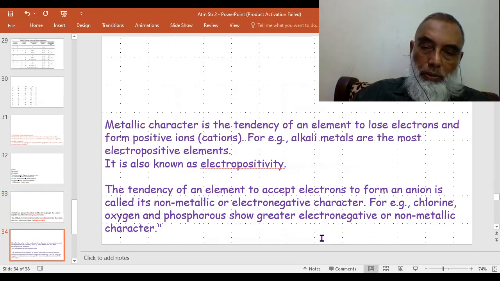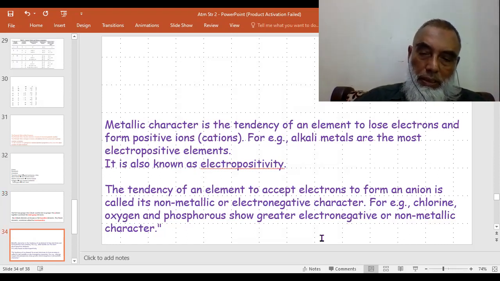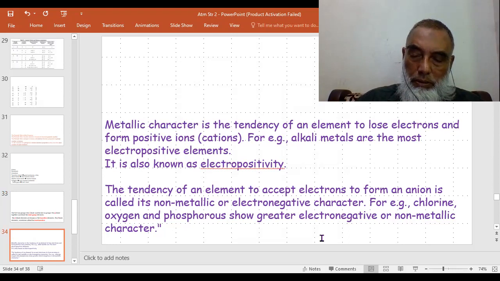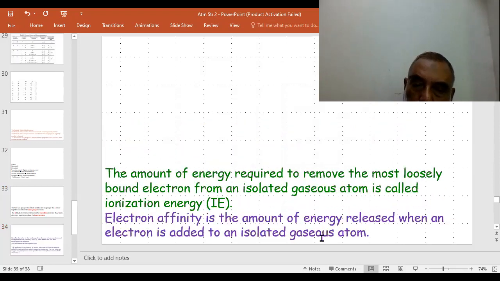Metallic character is the tendency of an atom to lose electrons, which relates to its ionization energy. Alkali metals are the most electropositive elements. This phenomenon is known as electropositivity. The tendency of an element to accept electrons to form anions is called its non-metallic or electronegative character. Chlorine, oxygen, phosphorus are electronegative, and through their non-metallic character, they accept electrons.